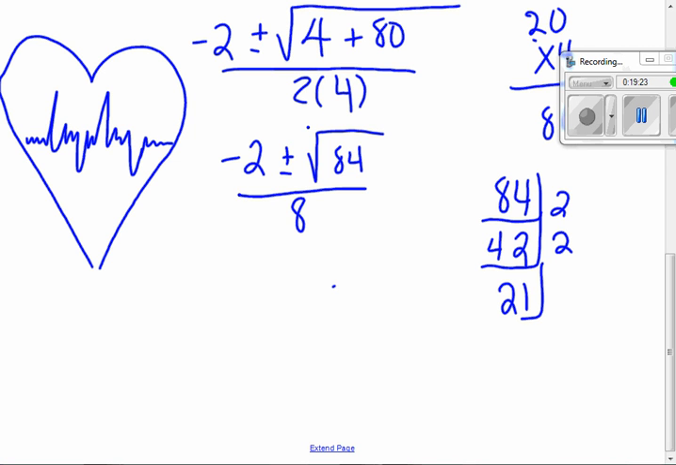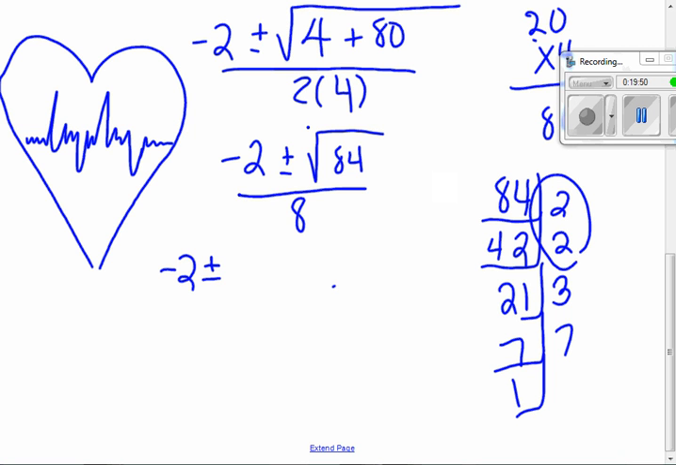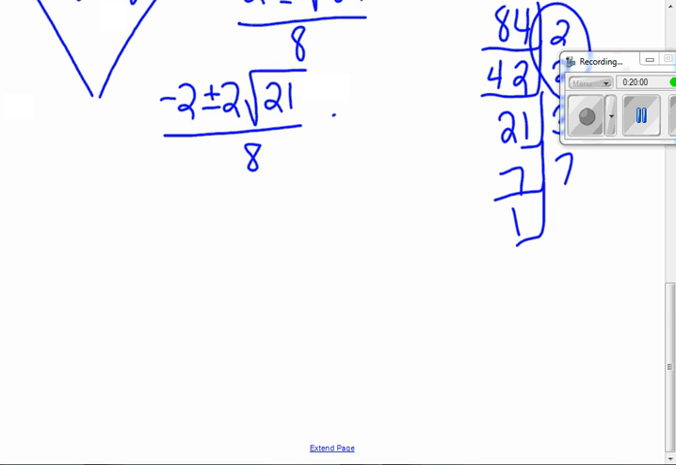No, 2 doesn't go into 21. 3. Okay, so I have this. It's negative 2 plus or minus. Now, what comes out? Joey, have a seat, please. I'm not done. What comes out of there? Kate, what's the math? 2. Yeah, what is 3 times 7? 21. All over 8. Now, we're still not done because that can be simplified.